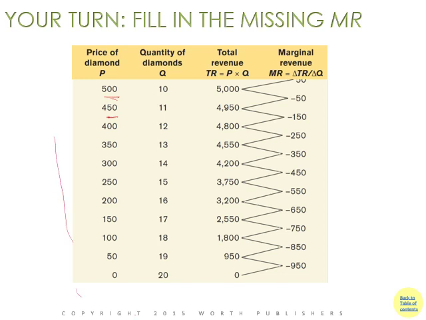In the same way, we can calculate marginal revenue. And it's interesting, when we lower our price from 500 to 450, we actually sell more diamonds, but our total revenue actually starts to go down, which means that our marginal revenue is going to be negative. When we lower the price in order to sell more output, our total revenue actually goes down. So our marginal revenue then is going to be negative.